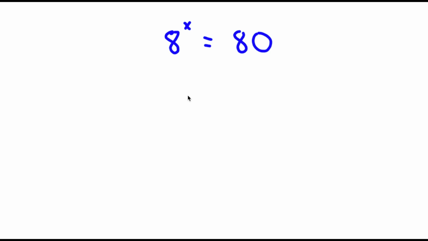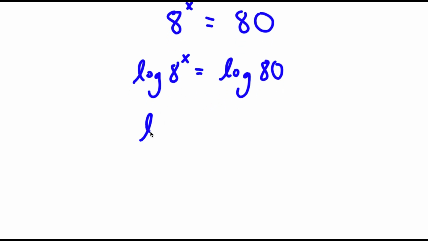Alright, so in this problem, I have 8 to the power of x is equal to 80. So to solve this, I'm going to first start by taking the log on both sides. So I have log 8 to the power of x is equal to log 80.